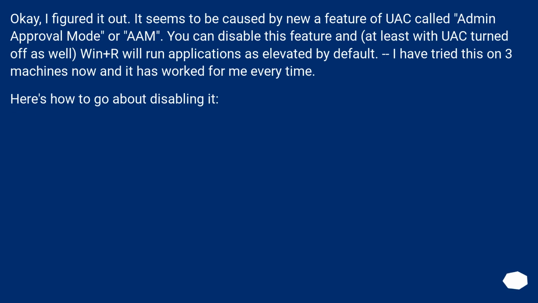Okay, I figured it out. It seems to be caused by a new feature of UAC called Admin Approval Mode, or ALM. You can disable this feature and, at least with UAC turned off as well, Win+R will run applications as elevated by default. I have tried this on 3 machines now and it has worked for me every time. Here's how to go about disabling it.